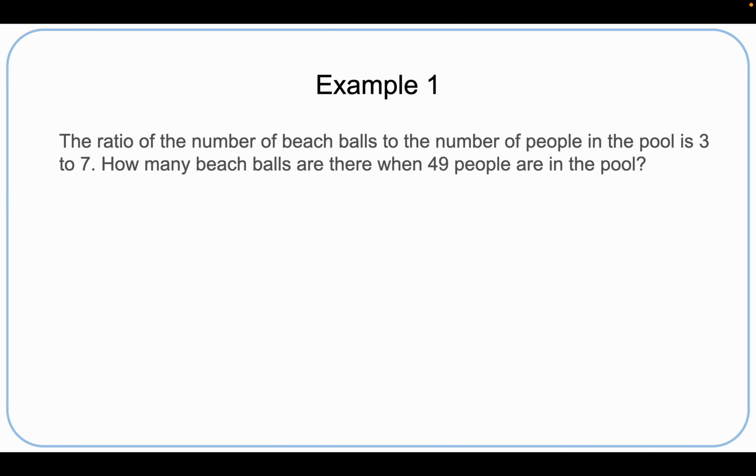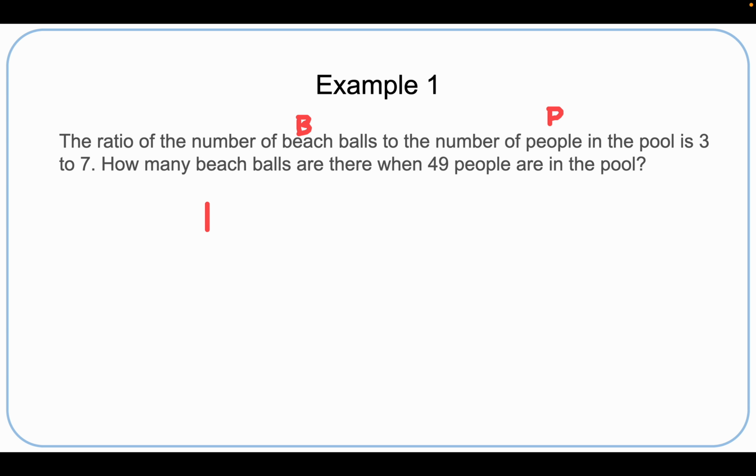So, for example, the ratio of the number of beach balls to the number of people in the pool is 3 to 7. How many beach balls are there when 49 people are in the pool? So we want to set this up by picking a letter for each one of the things that we are dealing with here. We'll use B for beach balls and P for people.